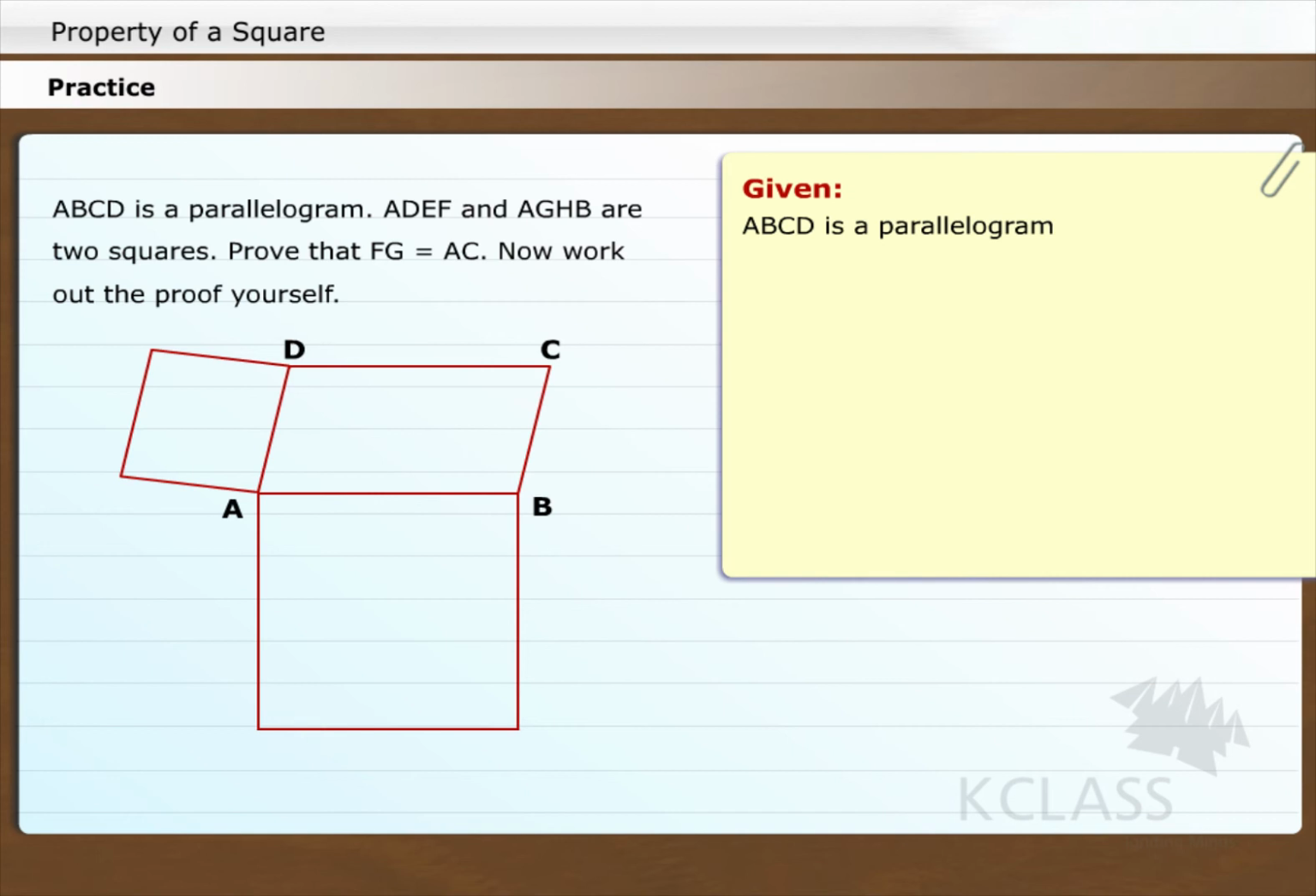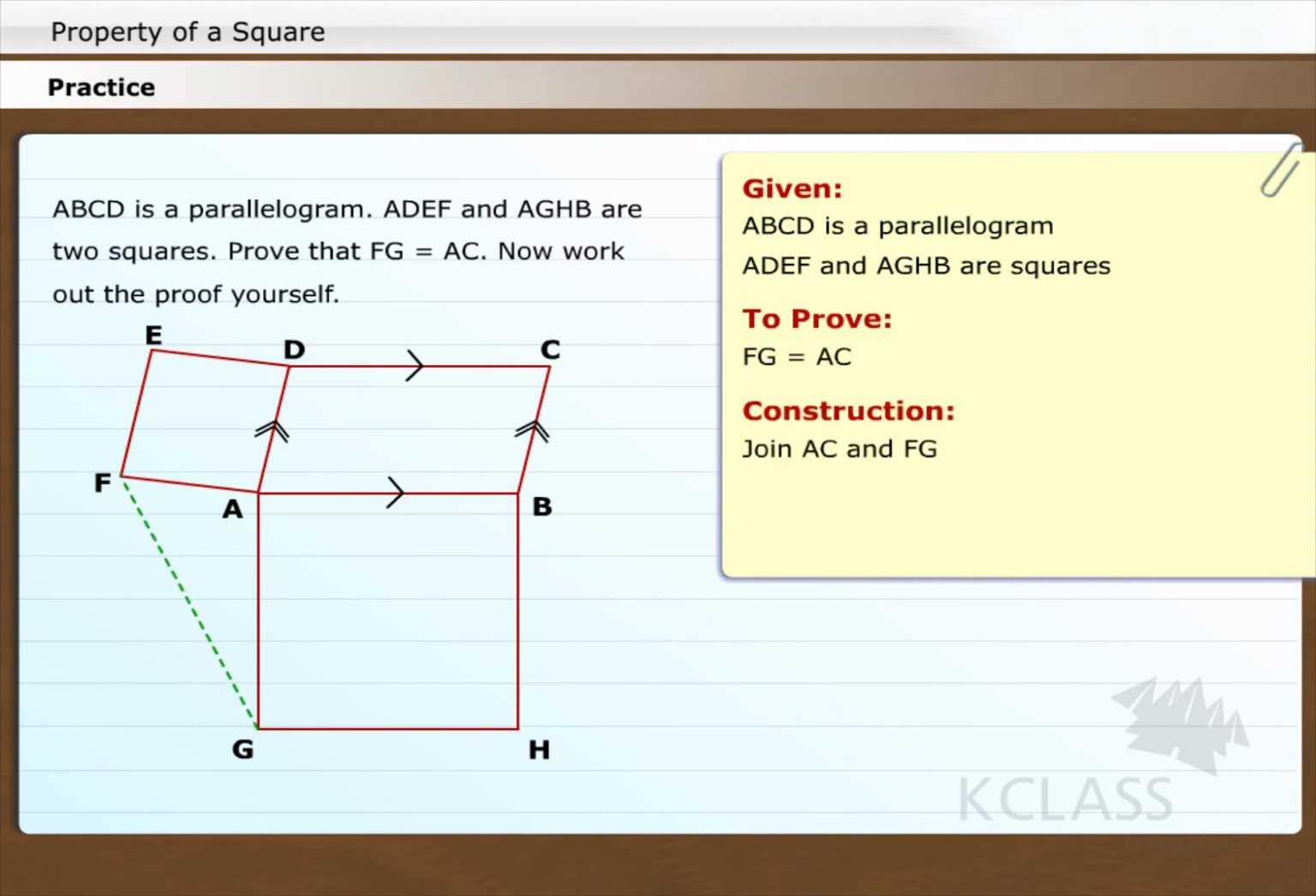ABCD is a parallelogram. ADEF and AGHB are two squares. Prove that FG is equal to AC. Now, work out the proof yourself.